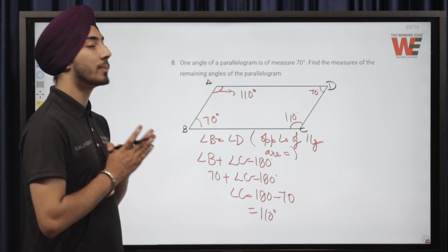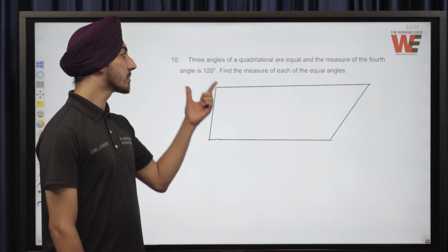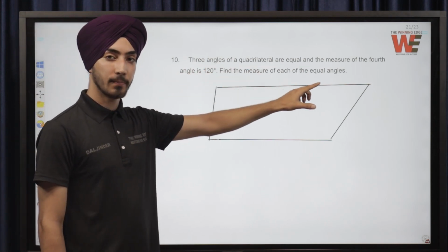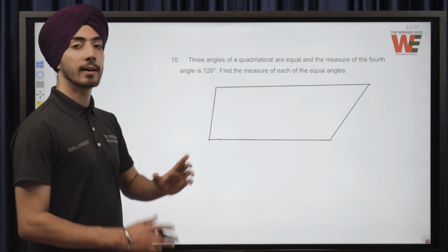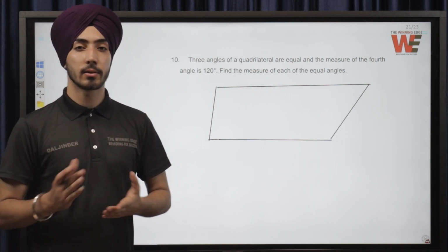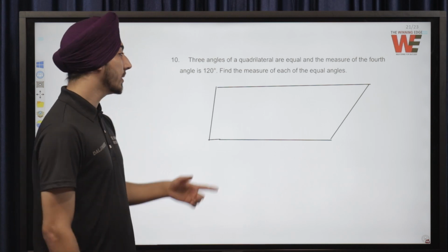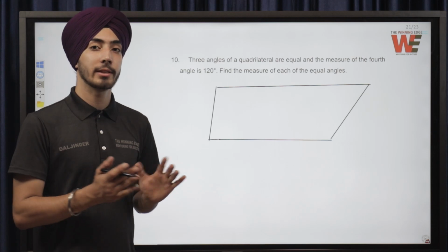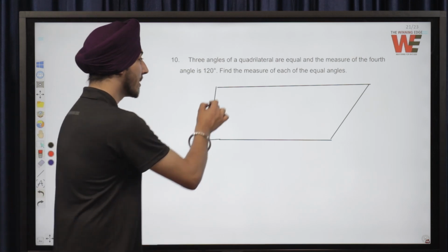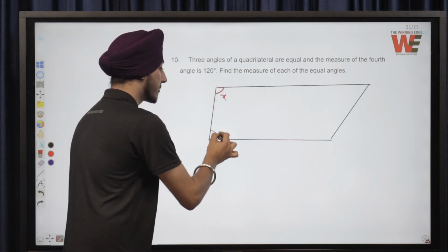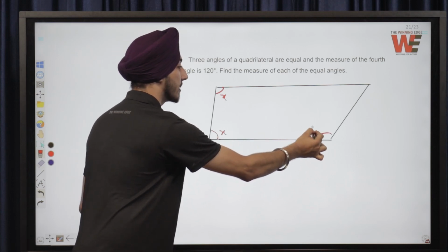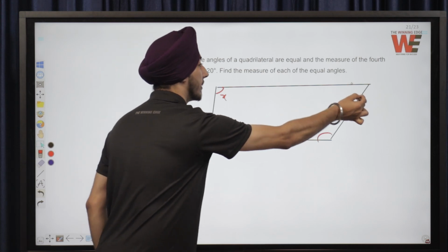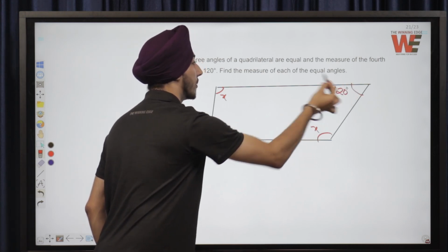Now let's look at question number 9. Question number 9 says 3 angles of a quadrilateral are equal, and the measure of the 4th angle is 120 degree. Now we know in a quadrilateral there are 4 angles, so in these 4 angles he's saying 3 are equal. We don't know what those 3 angles are, so let's assume them as x. Here I'll write down x, here also x, here also x. The 4th angle is given to us as 120, so in place of the 4th angle, I'll write down 120 degree.